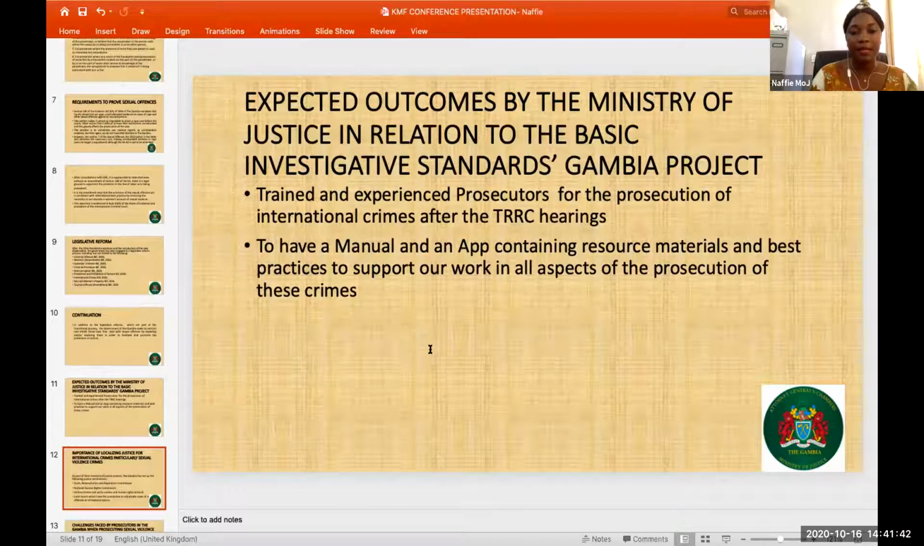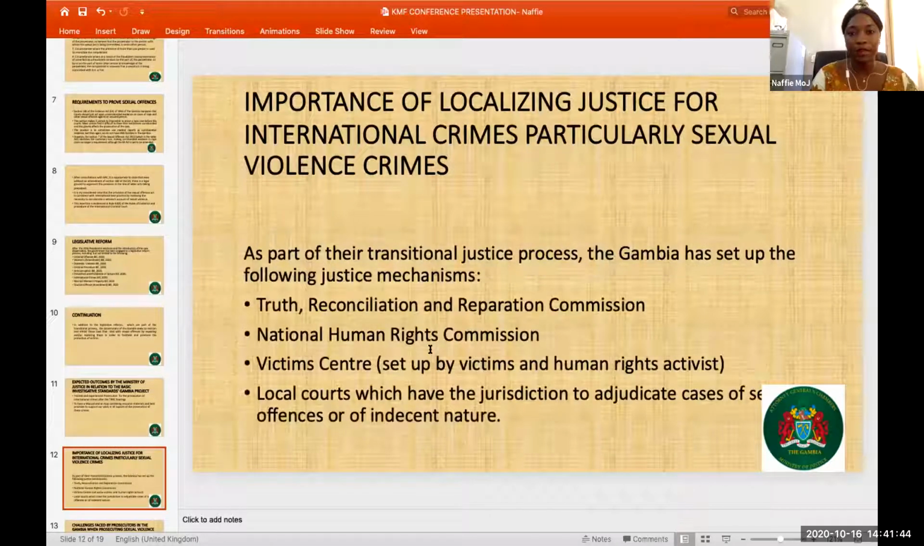Okay, so my next slide is the importance of localizing justice for international crimes, particularly sexual offenses crimes. So apart from the transitional justice process, The Gambia has set up the following justice mechanisms.